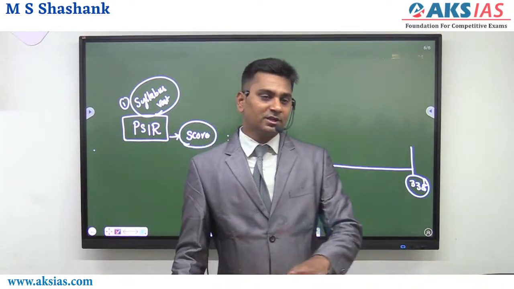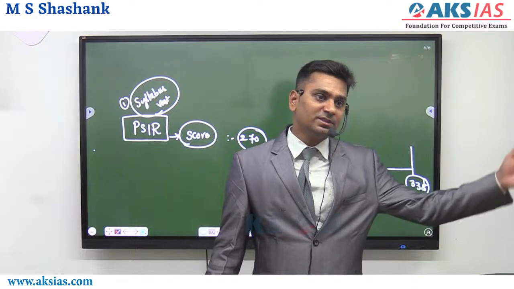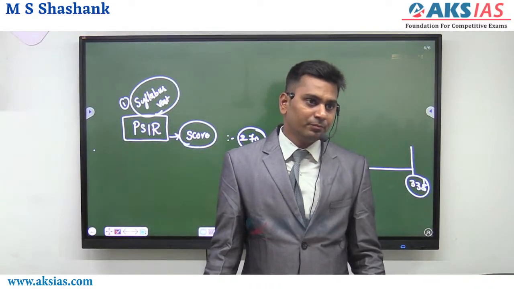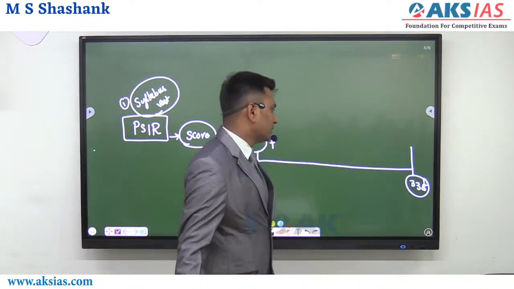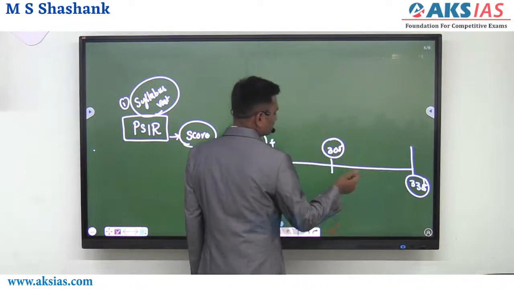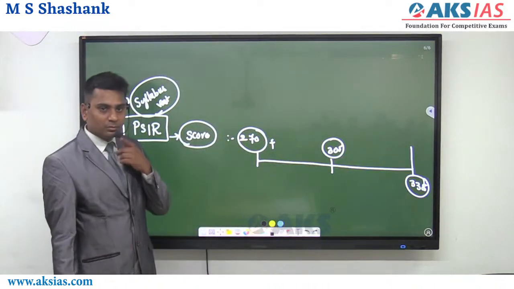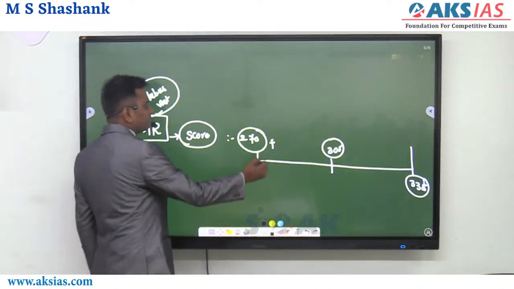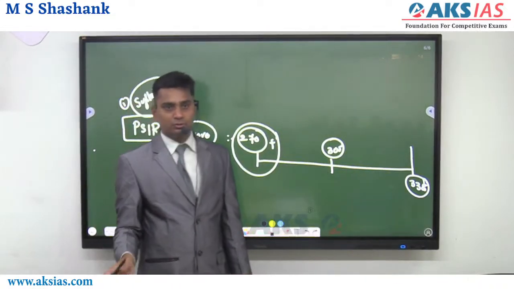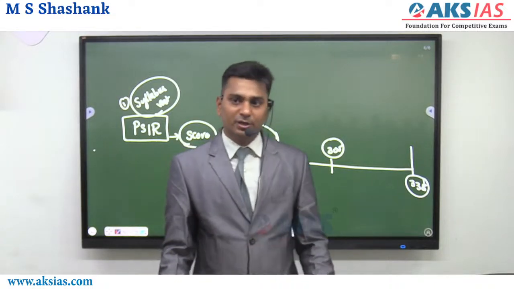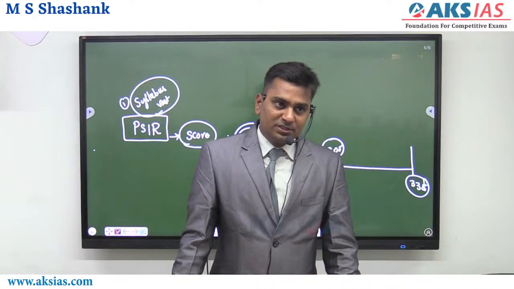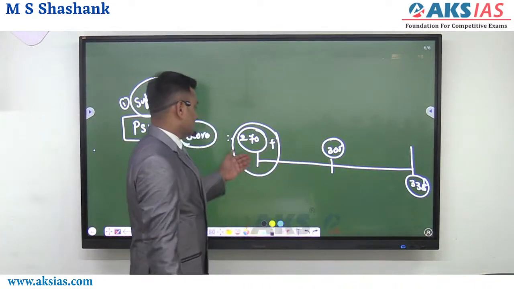If you work consistently on this, you can land at this extreme, 330, or at least you can cross 300. So for an average student who is preparing, this will be the minimum that can be assured in PSIR. This is the first thing, score.